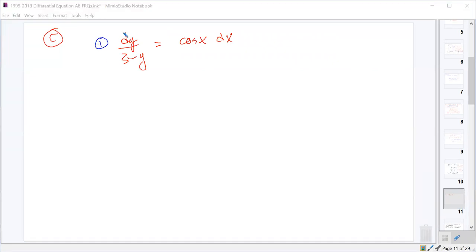You get 2 points if you can anti-differentiate them both properly. So sine x, that's easy. Don't forget the plus c. We'll talk about the plus c in a second.